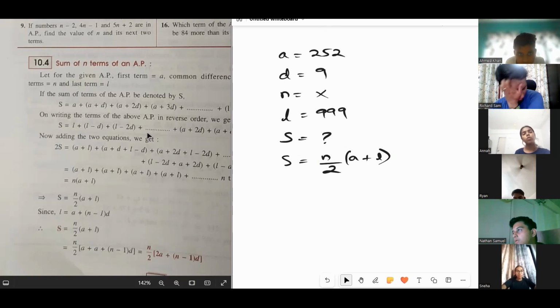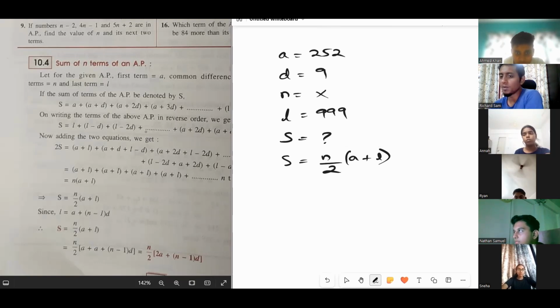What? If they would have given the total sum, we could take the sum that side and shift that N. But we don't have the sum. That's a problem. We need to find the sum. So the sum is not there. Right, so we can't use both the sum formulas.